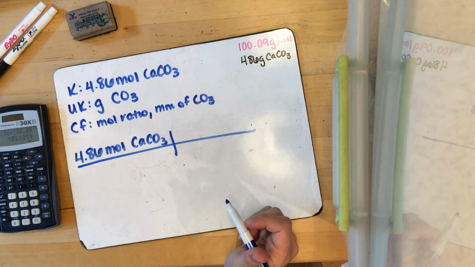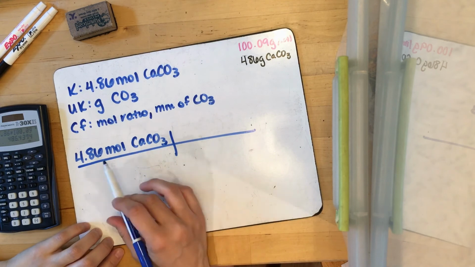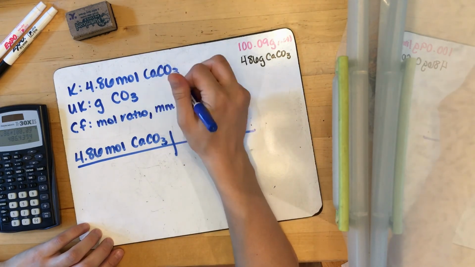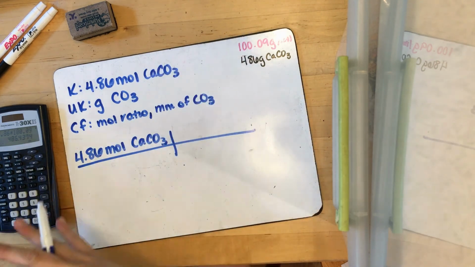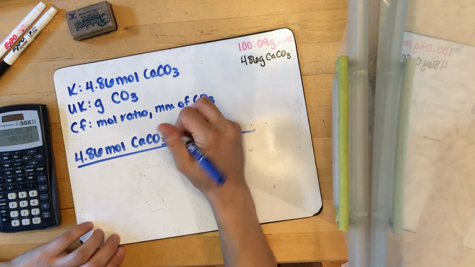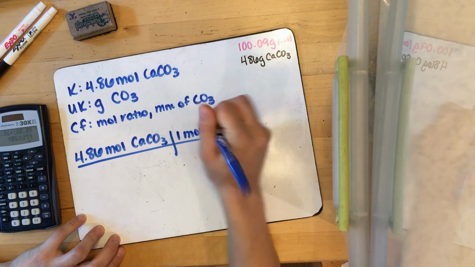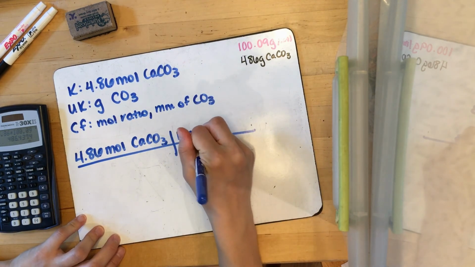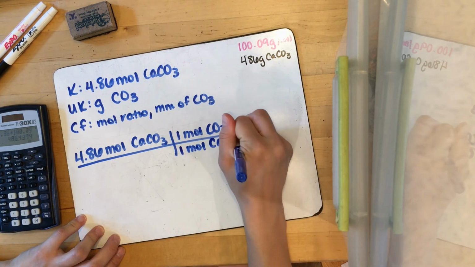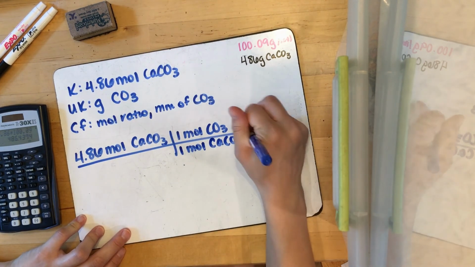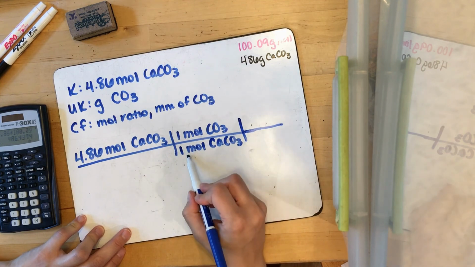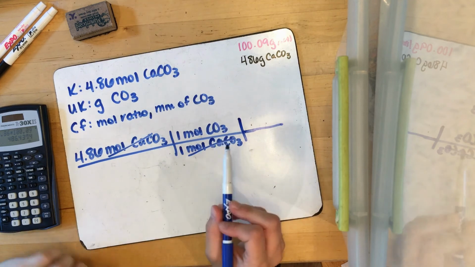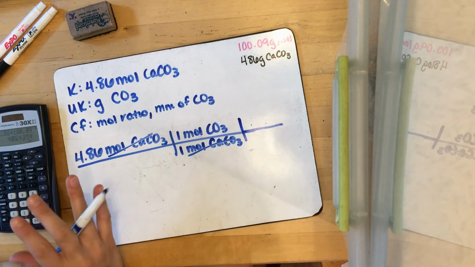Okay, so first off, we have our moles of CaCO3. We look at our compound and it's a 1-to-1 ratio between calcium and carbonate. And so we can say that there's 1 mole of CO3, that carbonate ion, for every 1 mole of calcium carbonate. That changes us from moles of CaCO3 to moles of CO3, which gets us one step closer to our answer.